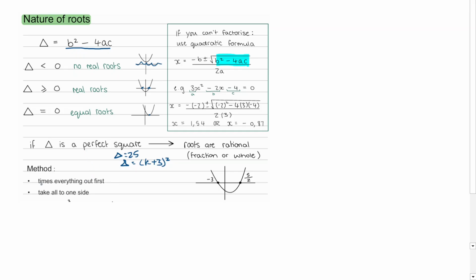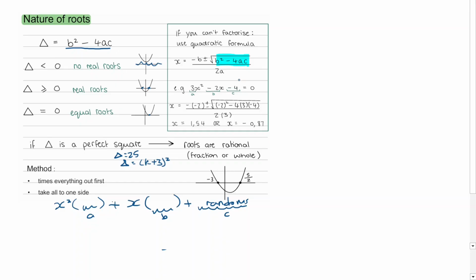What's helpful to do is, as two simple methods, is times everything out first. If you've got brackets in that, take it all to one side and then group just your x squared terms and whatever is left, because that becomes your a. Take out just your x and whatever is left is your b, and then any other terms that don't have x's, let's just call them the randoms, will be your c.